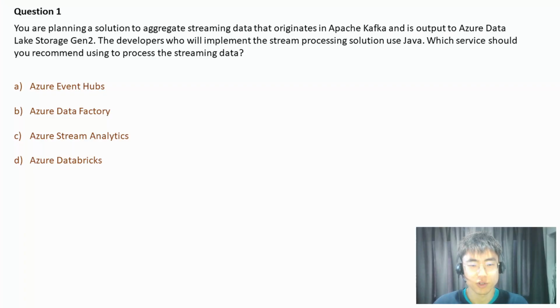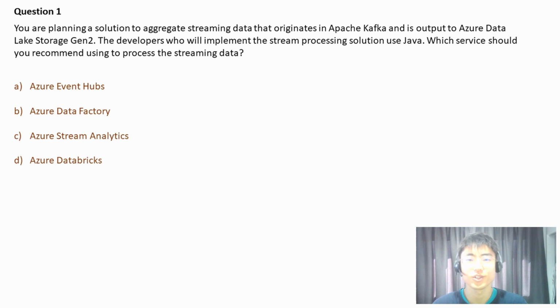Question 1. You're planning a solution to aggregate streaming data that originates in Apache Kafka and is output to Azure Data Lake Storage Gen 2. The developers who will implement the stream processing solution use Java. Which service should you recommend using to process the streaming data?